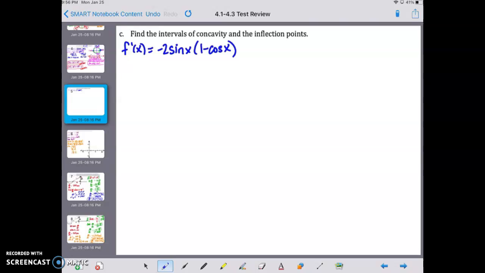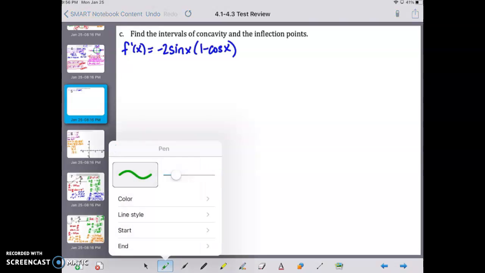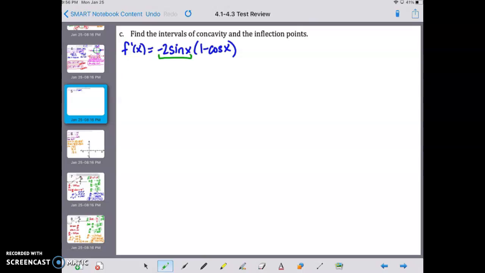So this is going to be product rule because I have a product here. So this is my first and this is my second. So my f prime prime of x is going to be first, so negative 2 sine x, d second, so the derivative of 1 is 0. The derivative of negative cos x is going to be negative sine x, which makes a positive sine x.